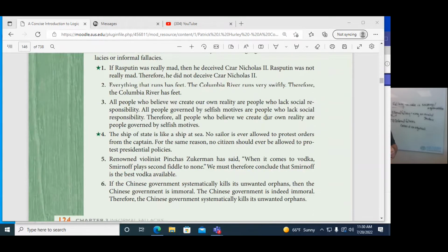All right. So if Rasputin was really mad, then he deceived Tsar Nicholas II. Rasputin was not really mad, therefore he did not deceive Tsar Nicholas II.